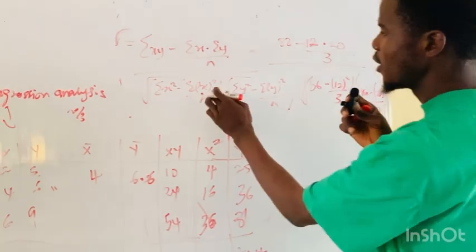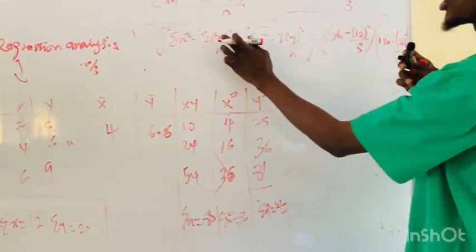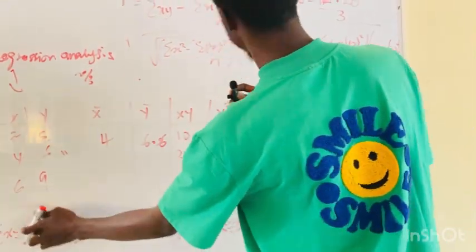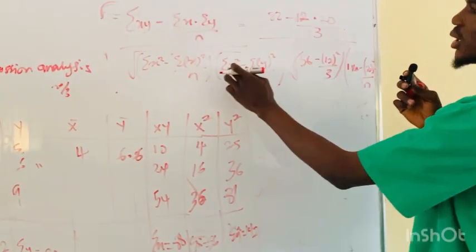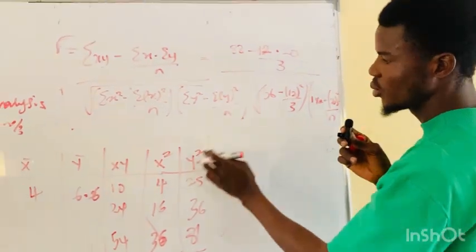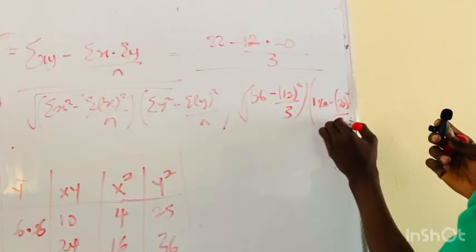As you can see, summation of x square, this is summation of x square, 56. Summation of what? Of x. Summation of x is 12. This is 12 raised to power 2. Then summation of y square is 142. This 142. Then summation of y is 20. This is 20. Then divided by what? Our 3.